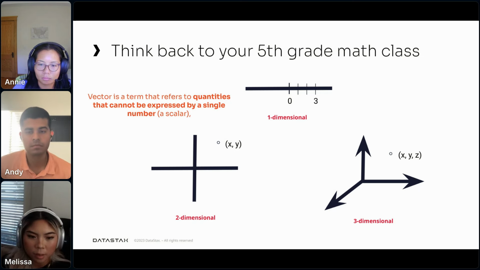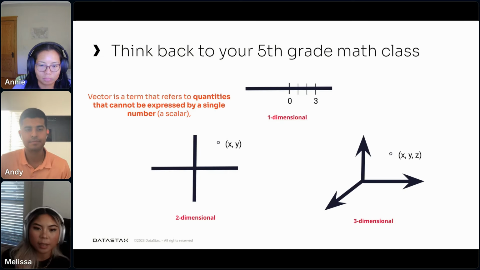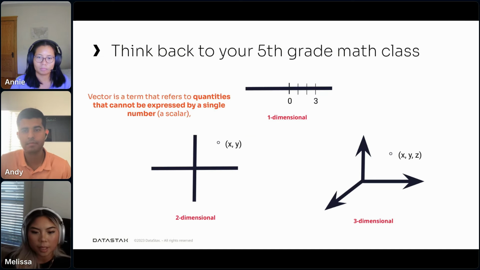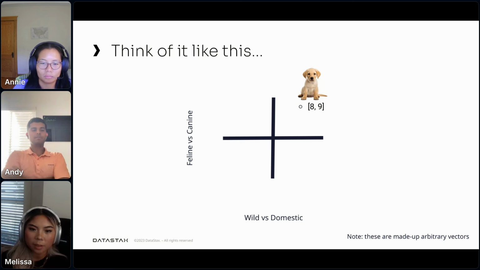So let's use this in the context of a 2-dimensional space and representing our data. Let's take, for example, I want to represent this puppy. I'm going to have my x-axis represent wild and domestic, and the y-axis be feline versus canine. So if I want to represent this puppy here, maybe it'll be more on the domestic side and the canine side.